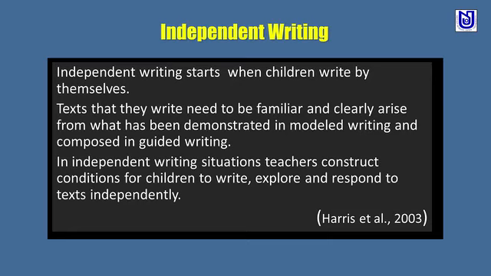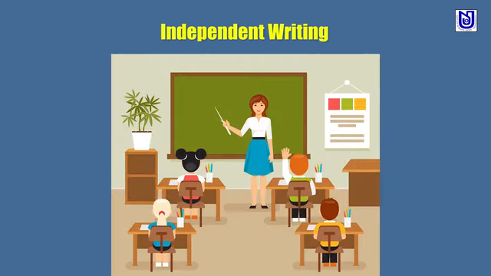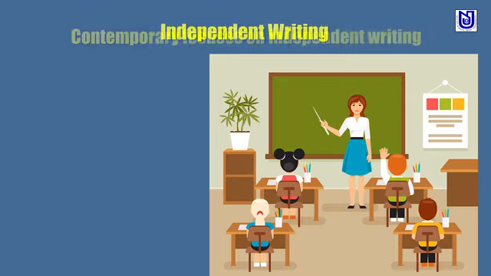In an independent writing situation, teachers construct conditions for children to write, explore and respond to text independently. We are talking about the classroom situation: when a child starts to write independently in a classroom, the teacher actually creates that environment, and a teacher should create that environment because that is our aim, to make the child an independent writer.